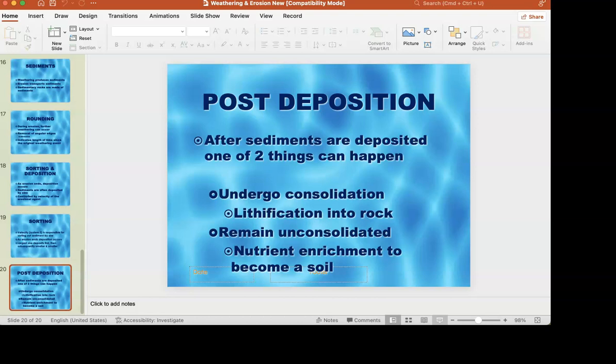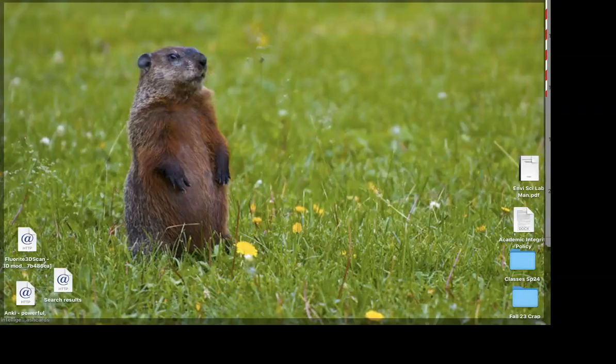Where's my mouse? Oh, you can't even see that. Okay. Folks at home, sorry, I'm having trouble finding my mouse, so I can't stop the timer.